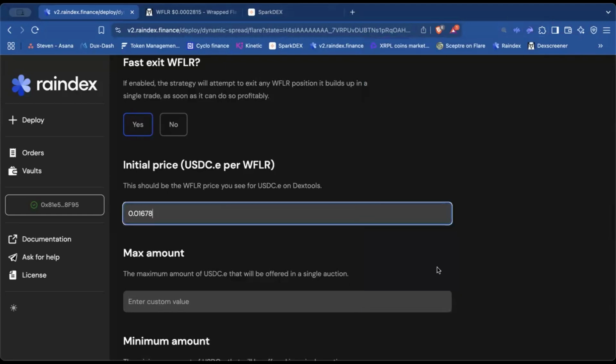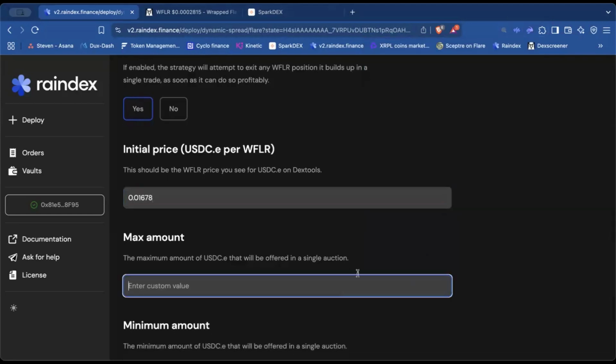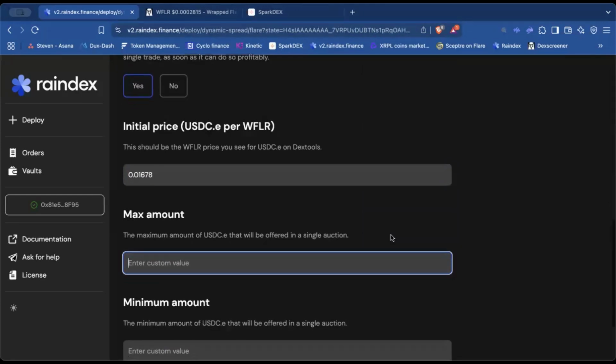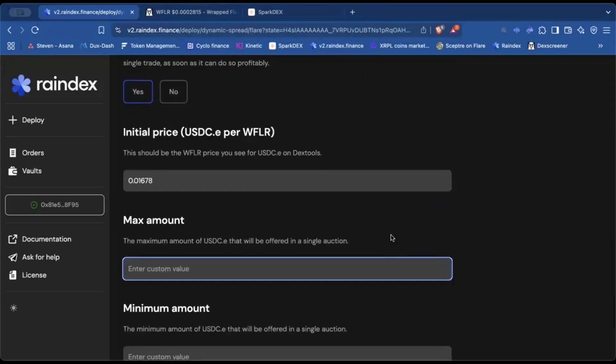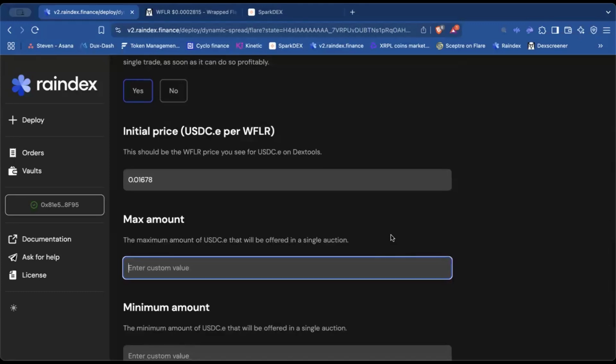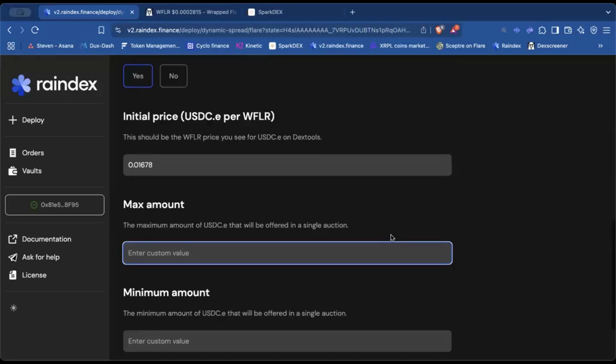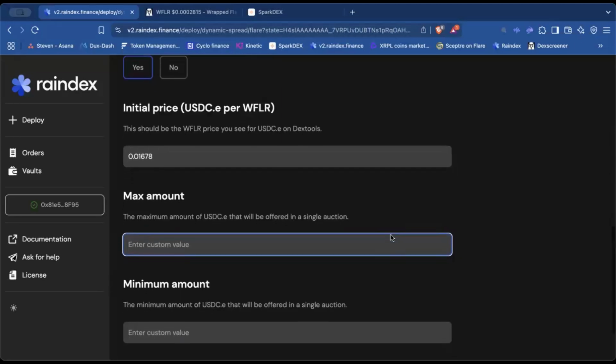All right. So the max amount is how much Flare do you want to offer in one single trade? So the higher the number, maybe you will trade less. But then if the price keeps moving up, then you're going to be out of funds and fully converted into one asset, and then you might miss out. If you do it too small, then if there's a big gap in price, you might miss it. So if you have 3,500, I would do maybe 1,000 for the maximum.